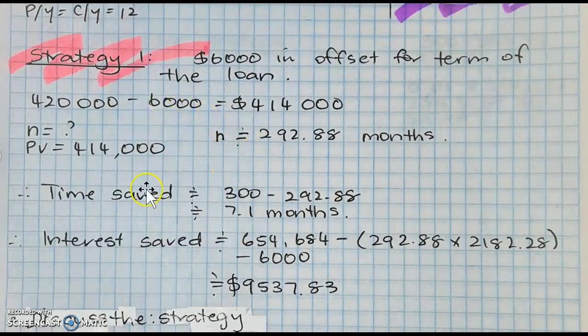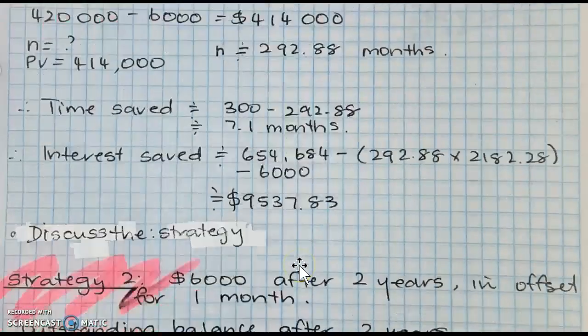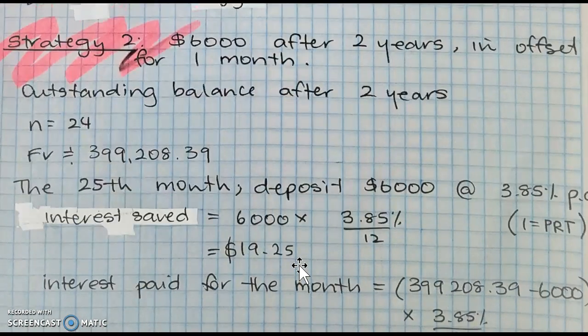And you can just discuss that further by looking into the offset accounts and what they all mean. Now, going over to a second strategy. This strategy is like the one in the textbook, so I'm really just discussing that question. That can be found on page 225 of the textbook.